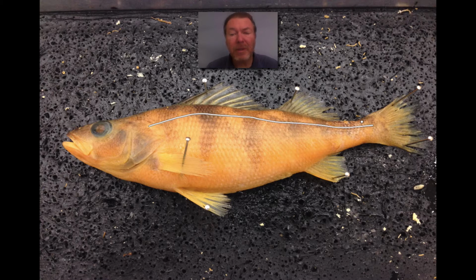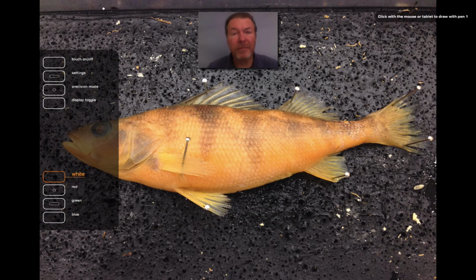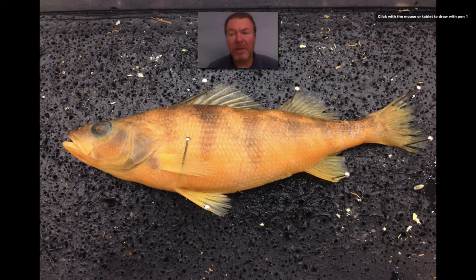So, okay, where is the caudal fin? The caudal fin. Point to that. All right, the caudal fin is this fin right over here. So, where is the anal fin? The anal fin is right down here.